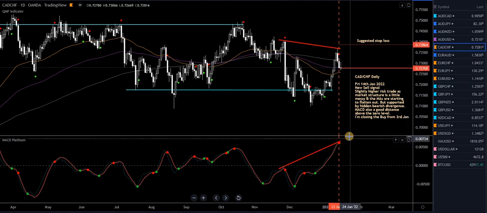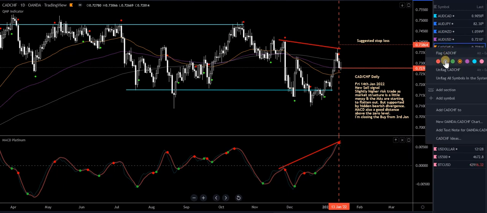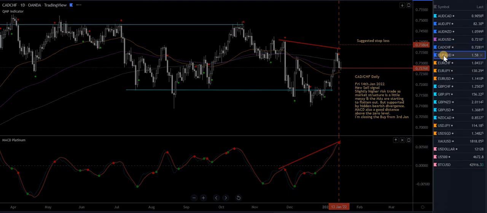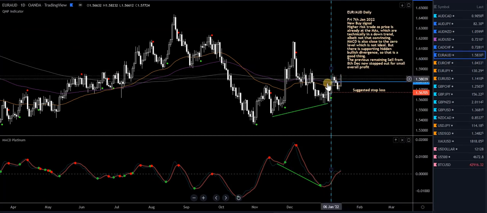We'll give it a couple of days, see how we go. MACD platinum long way above the 0 level. Looking good. Close the buy for profit. So that's changing that. That's good. Euro Aussie. All right. We're in a buy.